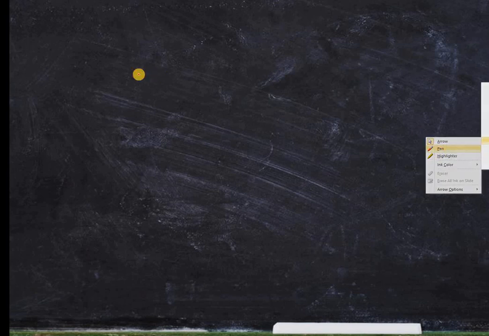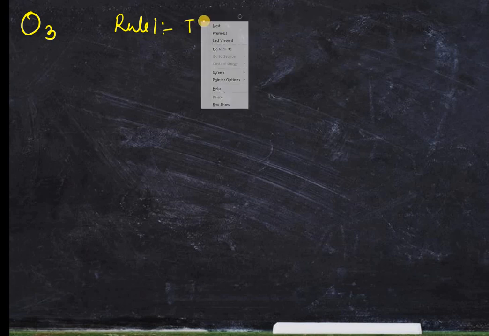To draw the Lewis dot structure, first you need to write the formula, and the formula is given: it's O3. To write the Lewis dot structure, there are certain rules, so we'll follow them. Rule number one states that you have to count the total number of valence electrons.